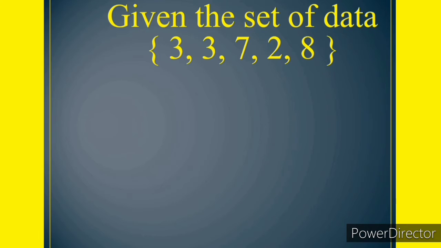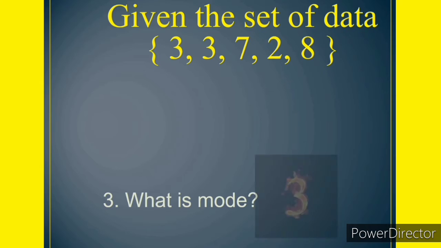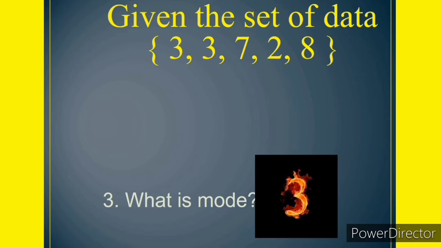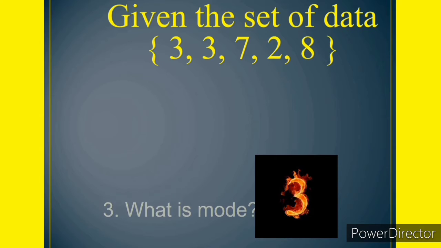Last question for the easy round. What is the mode? Answer is also 3 because 3 is the most frequent number that appears in the set.